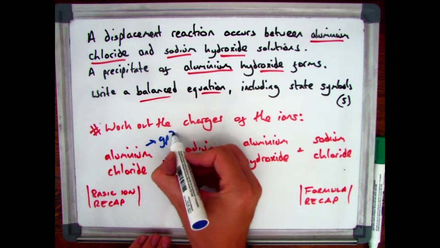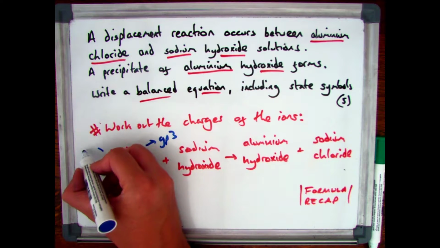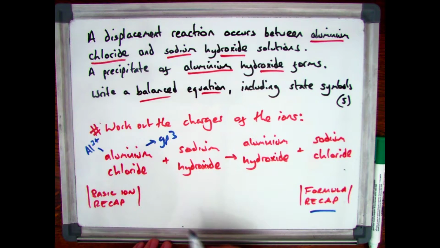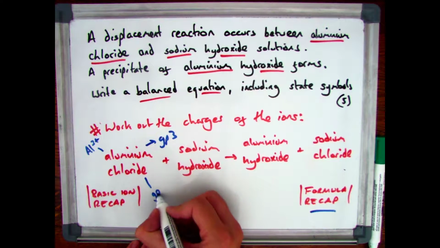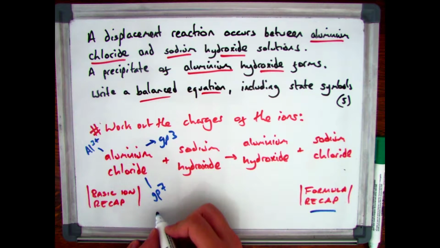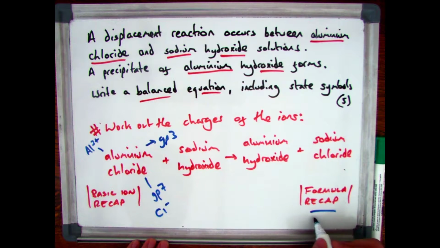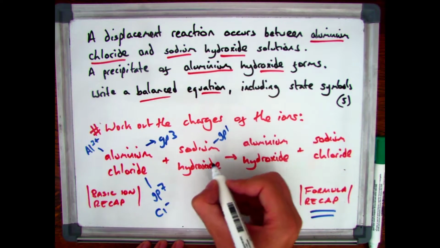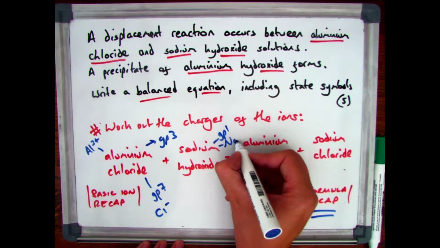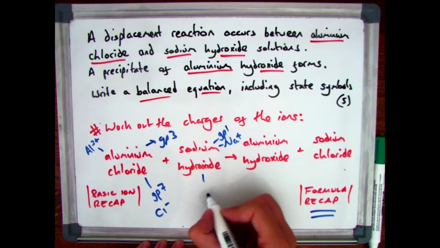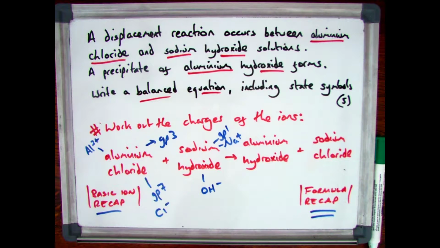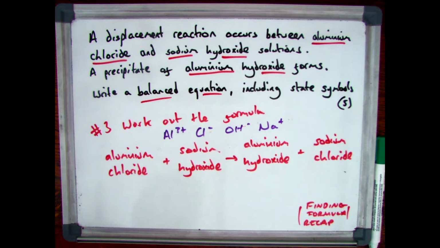So aluminium is in group 3, therefore it loses 3 electrons, becomes positive, so it becomes Al3+. Chlorine is in group 7, so it gains 1 electron and becomes Cl-. Sodium is in group 1, so it loses 1 electron and becomes Na+. And then a hydroxide ion, you just need to be able to remember, is OH-, which you can see in the ion recap video. Now from that you can work out the formula of the compounds.